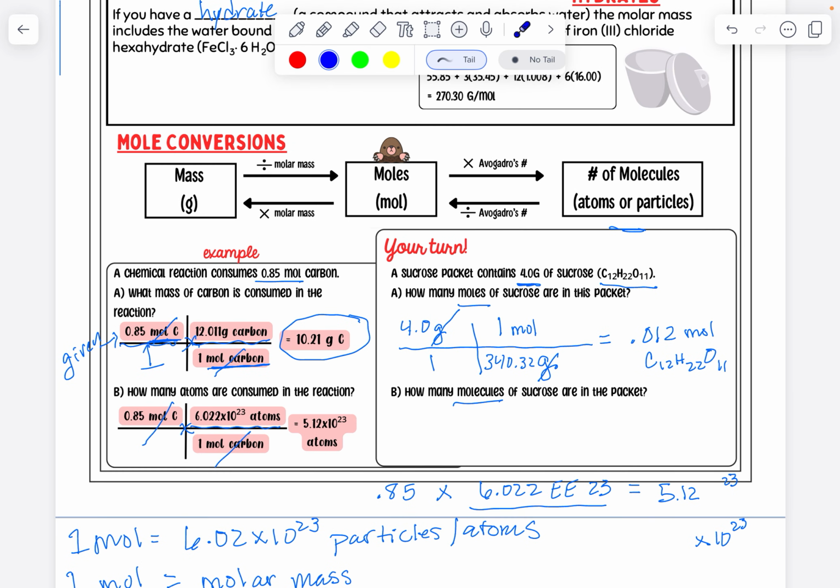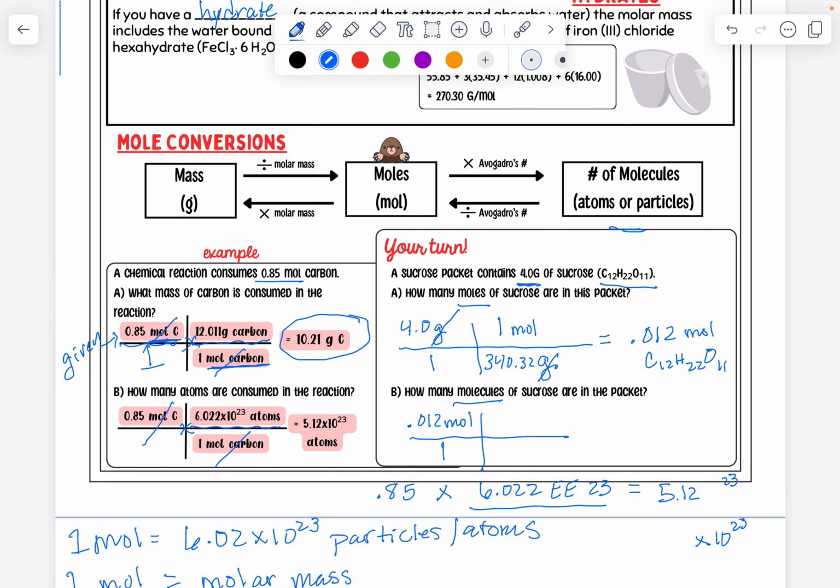So I want to go here to molecules. If I start with mass, I have to go through the mole first and then to molecules. But here I already solved for the moles. So I can go from moles to molecules. And it says I multiply by Avogadro's number. So I'm always going to start with my moles, which I solved for up here, 0.012 moles. That's what I solved for, or what I'm given.